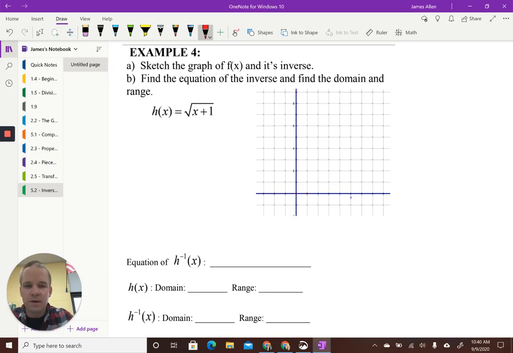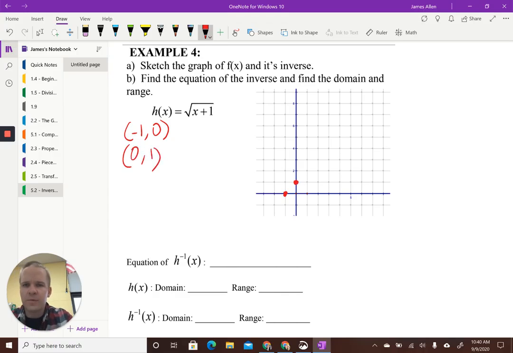And for this one, let's see here. It normally would start at 0, 0, but we have a shift left, so I'm going to shift it here. And then we have the ordered pair of -1, 0. And then my next one, if I plugged in 0, I'd get 1.